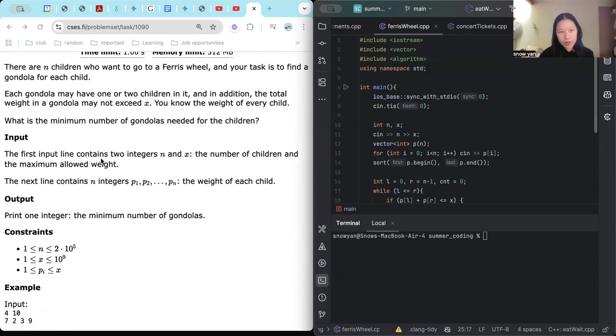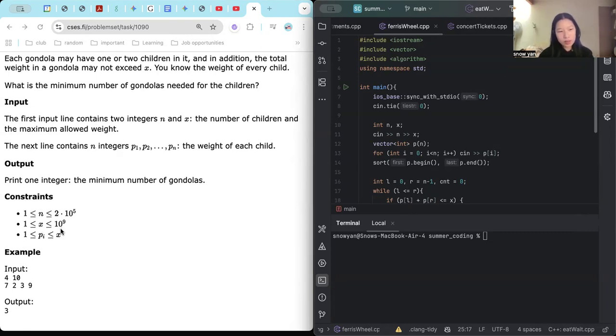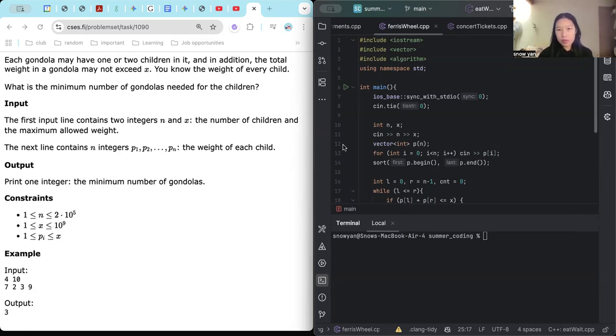So in the input, we're given two integers, n and x, the number of children and the maximum allowed weight. And then the next line contains n integers, p1 to pn, the weight of each child. So it's pretty straightforward. I get my input of the info I need, and then my output is one integer, the minimum number of gondolas, as the problem asked. And let's look. N is relatively reasonable, 2 times 10 to the fifth. X, the weight, is anywhere from 1 to 10 to the ninth. Okay, so it's decent, and I have an input and output.